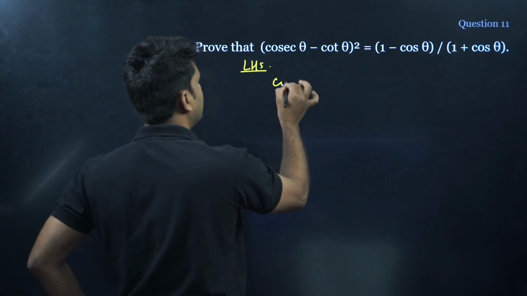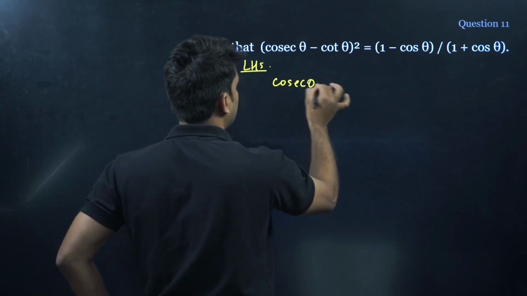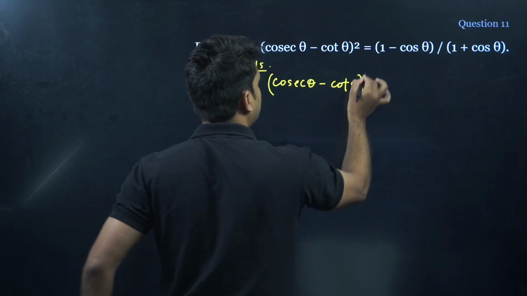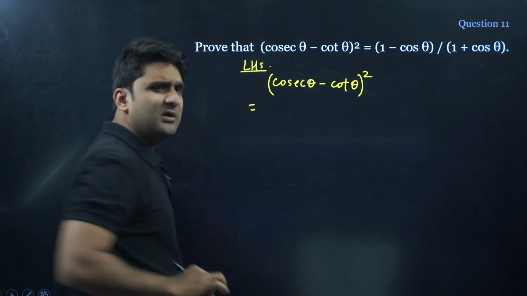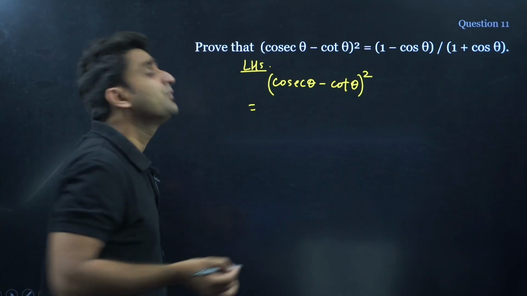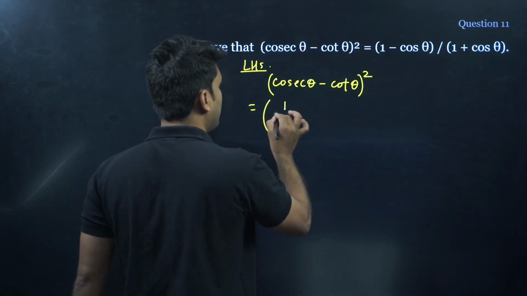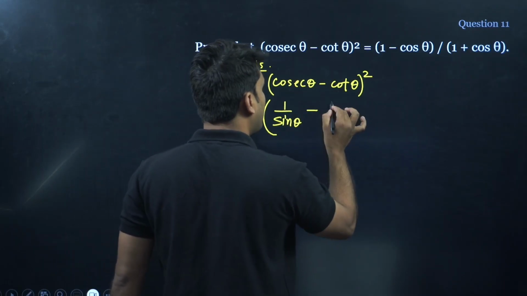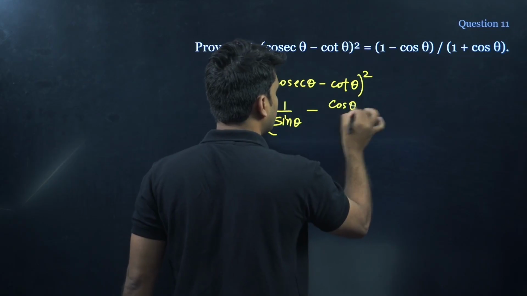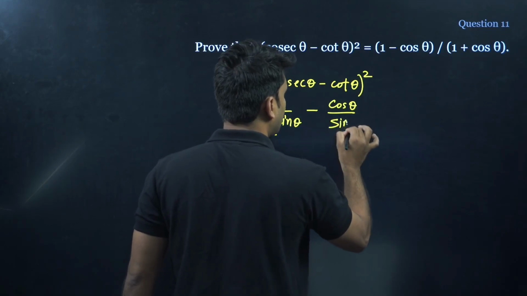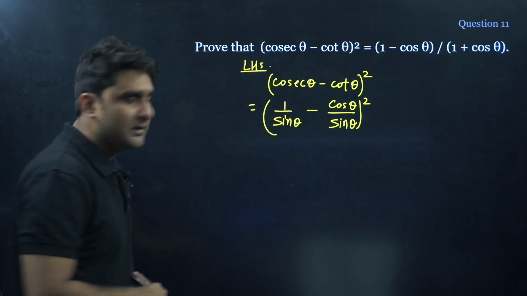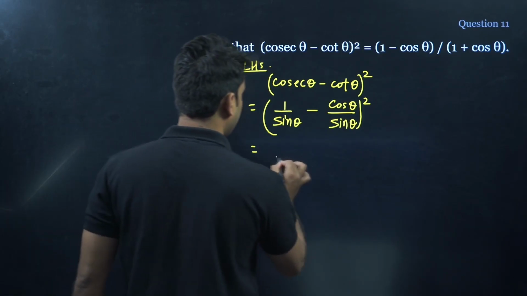So do one thing, let's operate with LHS. So we have (cosec theta minus cot theta) whole square. Guys, what is cosec theta? Cosec theta is basically 1 by sin theta. This is the reciprocal. And cot theta is equal to cos theta by sin theta, whole square. Clear?